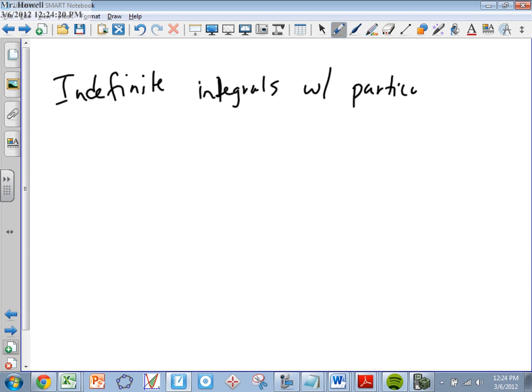You don't know that? Mr. Smith and I talked yesterday about this, and a lot of textbooks do not name this correctly. They always write indefinite integrals with initial conditions, which you could have, and I'll explain what that means, but really it should say particular solutions.